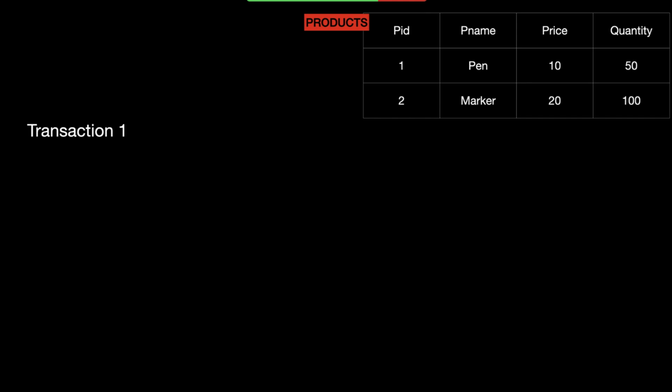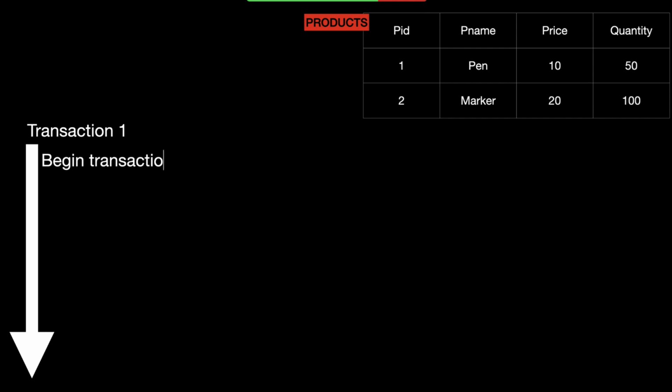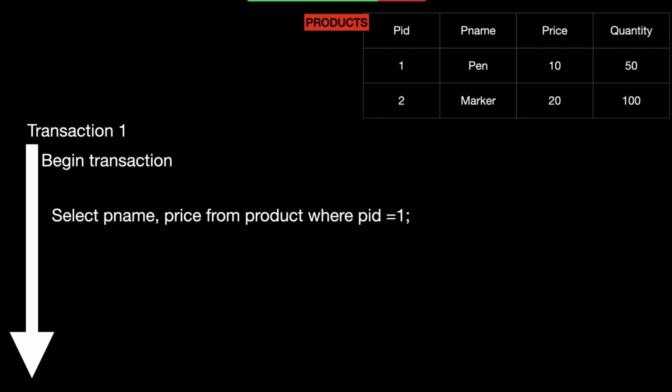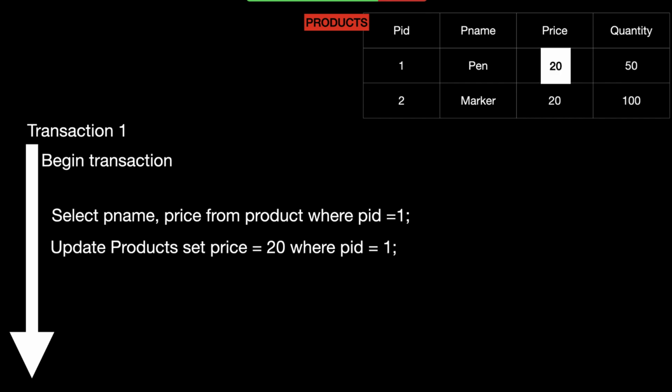Now there is a transaction 1. Transaction 1 starts here, imagine the begin transaction. Transaction 1 is selecting the product name and the product price from the product where PID equals 1. It will give pen and 10, right? This will be the output of this query. Now we are updating the product and setting its price to 20 for product 1. You can see we have modified the value from 10 to 20.